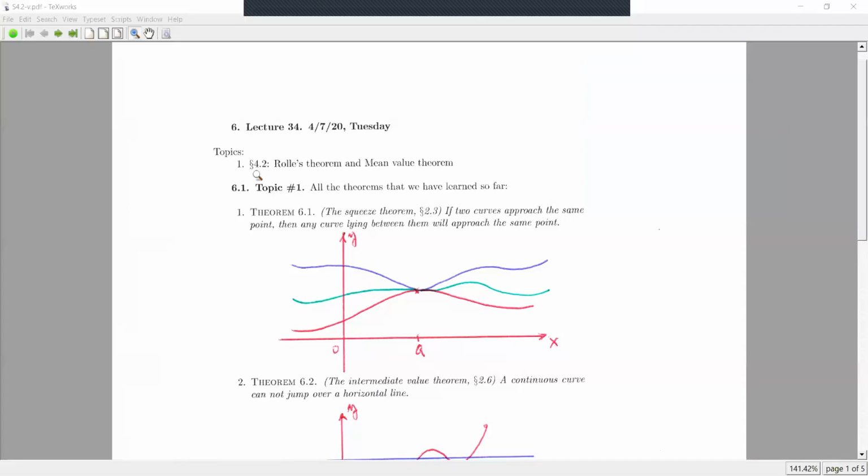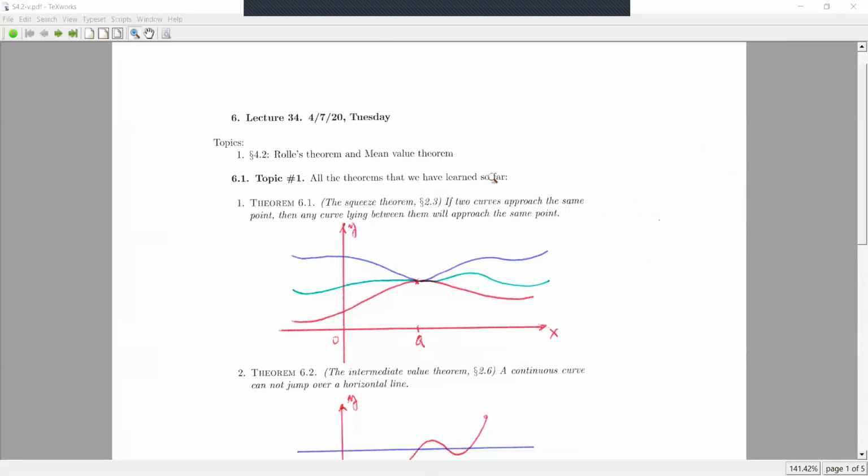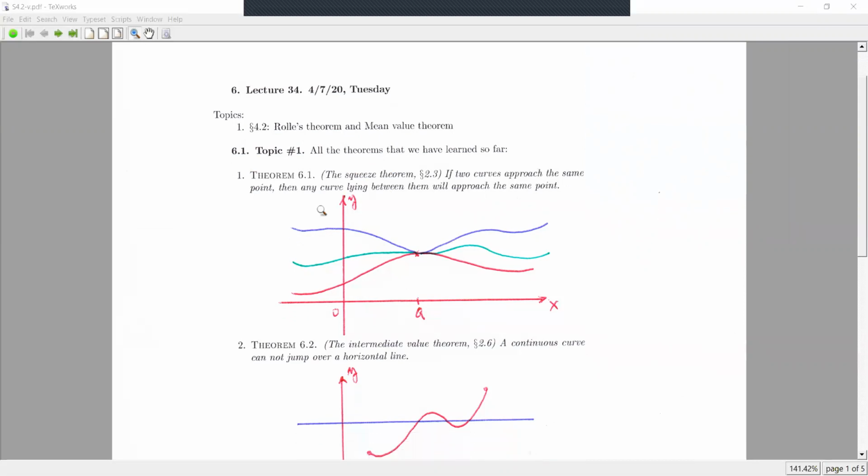Today we study section 4.2, Rolle's theorem and mean value theorem. Take a review first about the theorems that we have learned so far. The first theorem we learned is the squeeze theorem in section 2.3.